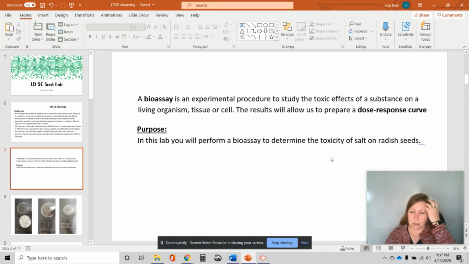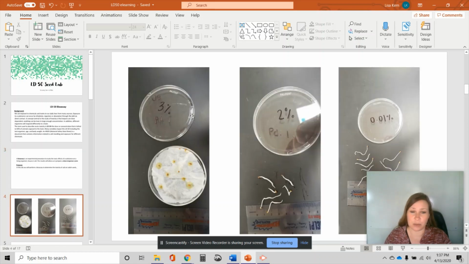So we were looking for toxicity of salt on, this said radish seeds in the original lab, but we actually did alfalfa and lettuce, I believe. One of the two, the seeds were really old and they didn't give us very good results at all. They had really low germination rate.